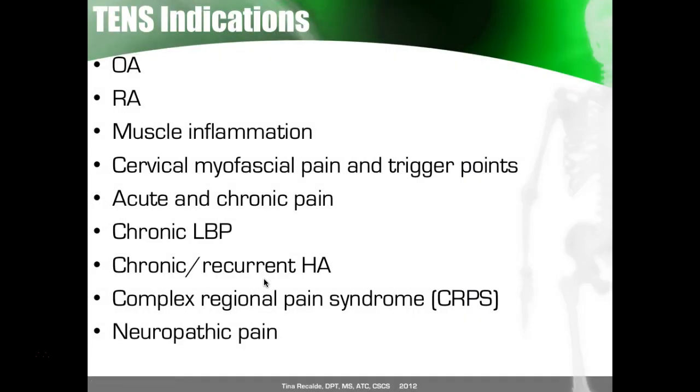Different indications. Again, we have osteoarthritis and rheumatoid arthritis, muscle inflammation, cervical myofascial pain and trigger points, acute and chronic pain. So this is the one that we can use on day one with the patient because we're just getting a sensory response for this. Just like we would with a general effleurage with a patient, you're going to get that same response. You can also use it with chronic low back pain, chronic or recurrent headaches. Oftentimes with these types of situations, you might do more of the motor TENS for them. We can also use it with that complex regional pain syndrome patient as another alternative to having to take pain medication. You see that you get 4 to 5 hours of relief with the motor TENS. So if we can get them to tolerate that, it's a good alternative for them. And neuropathic pains.